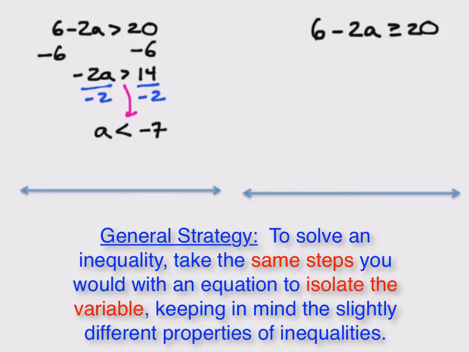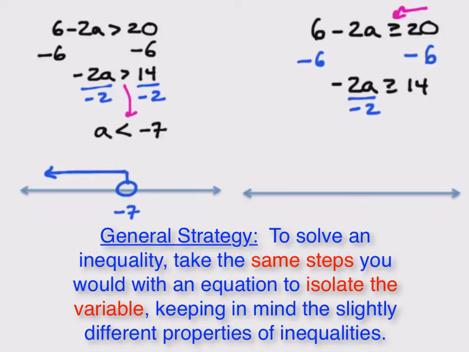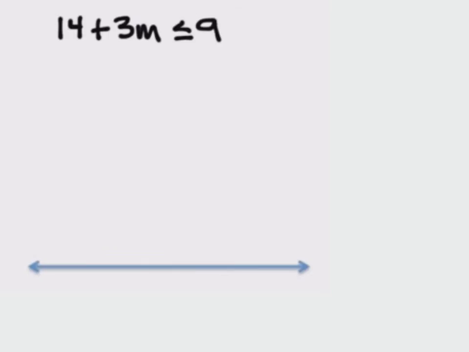And to graph this on a number line, we're going to make an open circle at -7, because -7 is not a solution to this inequality, and we're going to draw an arrow to the left to represent all numbers less than -7. If the original inequality were greater than or equal to 20, then the algebra would remain exactly the same, and the graph would only change by having a closed circle instead of an open one. Here's another example, very similar to the two we just did.